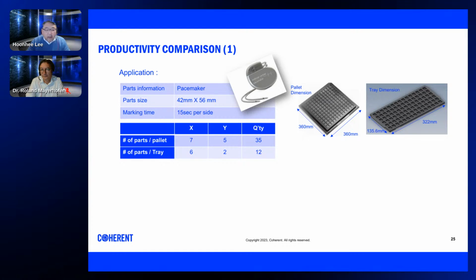On the next two slides, I'd like to present some examples of productivity comparison between 5 different machine types on different applications. This part is a pacemaker with the size of 42 millimeter by 56 millimeter. Marking time is 15 seconds per side. 12 parts can be loaded onto a tray, and trays can be stacked up to 30, which can be loaded at once. This makes 360 parts per batch.